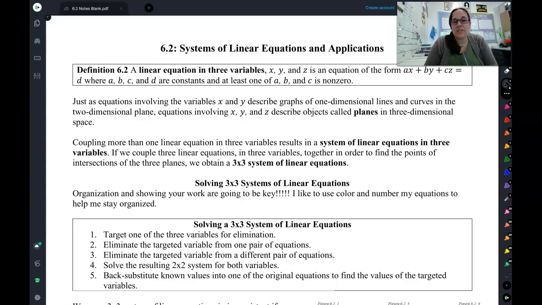Welcome to lesson 6.2. In this lesson, we're going to move away from 2 by 2 systems of equations and talk about 3 by 3 systems of equations.